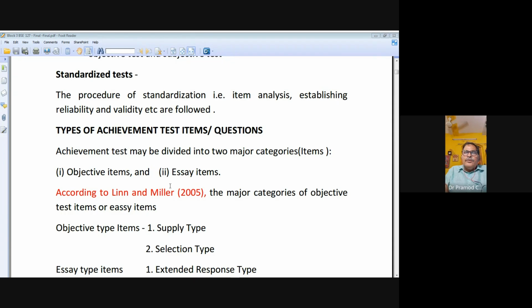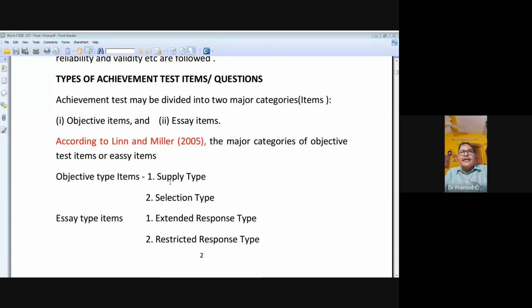But we say that the achievement test is also divided into two. One is the objective type test and another is the essay type test. When we are concerned with the objective type test and essay type test, in Oriya we say vastunishta prashna for objective type, and for essay type question we say dirgha uttaramulaka prashna.